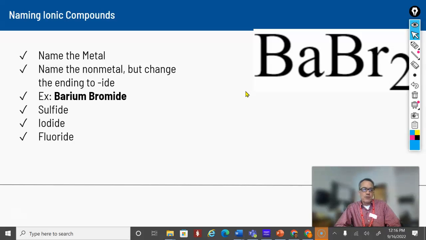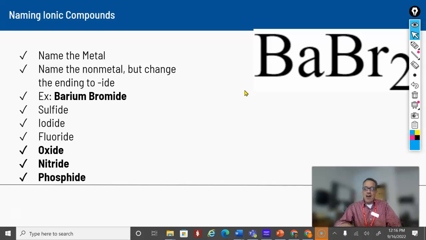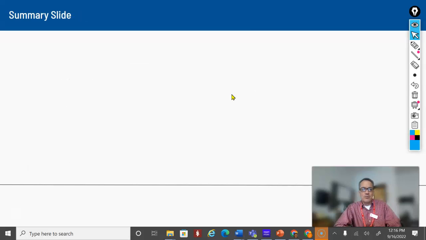There's several that get a little bit confusing. Oxygen turns into, it's not oxygenide, it's oxide. It's not nitrogenide, it's nitride, so that's for nitrogen. And it's not phosphoruside or phosphoride. Phosphorus turns into phosphide, and those are just kind of some exceptions to just dropping the ending that we have to memorize.